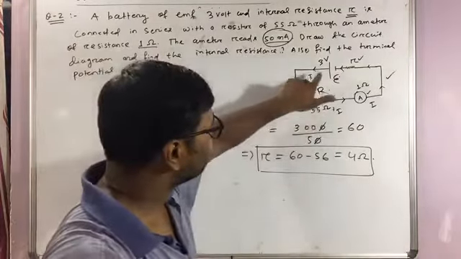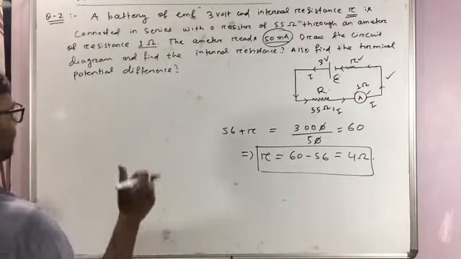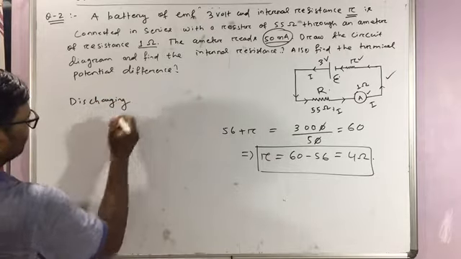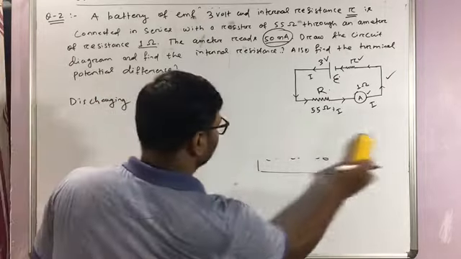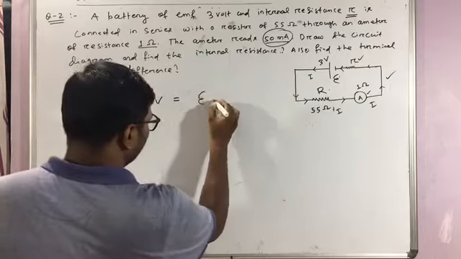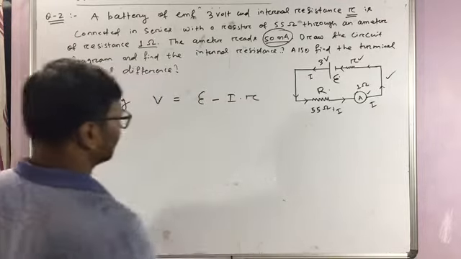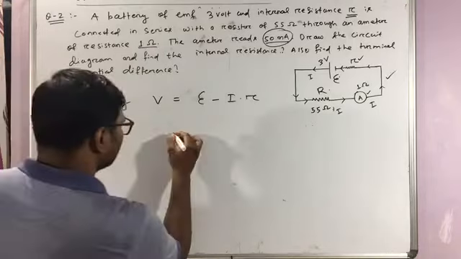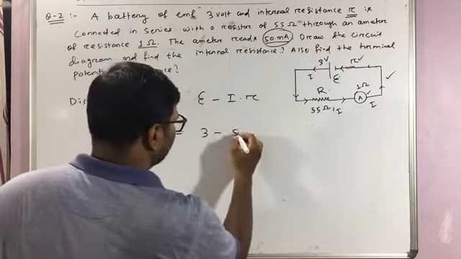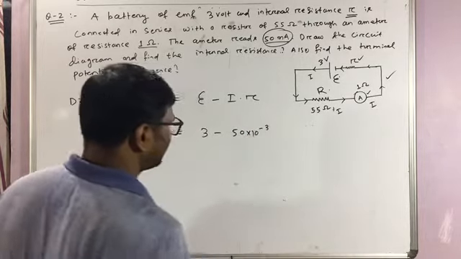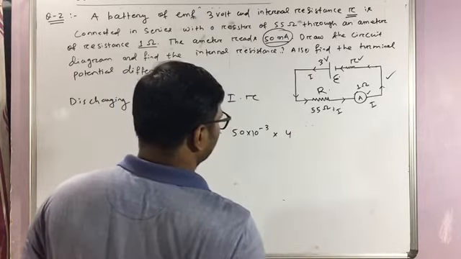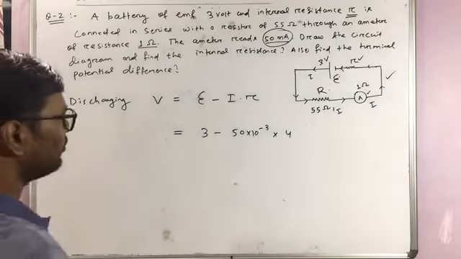Now you see, as this is the case of discharging of a cell, as the formula I have already discussed, V is given by E minus I into R. Clear? E is 3 here, I is 50 milliampere, means 50 into 10 to the power minus 3, and R is how much? R is 4 ohm.